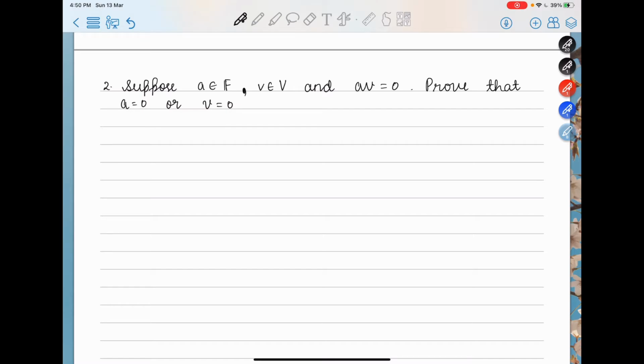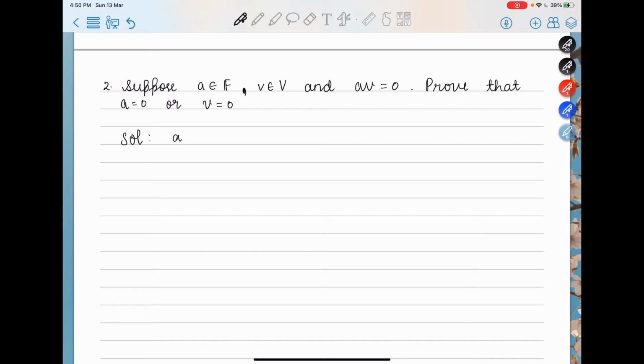Suppose a belongs to F. F is a field. a here is a constant. And v is a vector in capital V. And av is 0. Prove that a is 0 or v is 0. So to solve this, I can make two cases. Once where I consider a is 0 and once where I consider a is not 0.